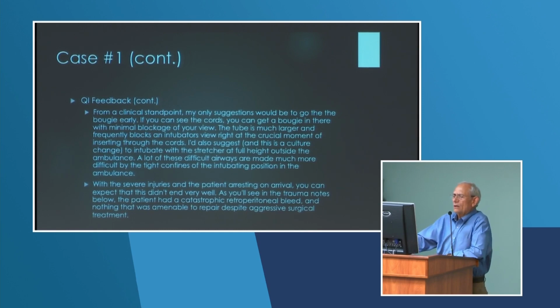So, only suggestion might have been to slide a bougie in to start with. If you can see the cords, you can usually get a bougie in there. The tube frequently blocks your view. And it would also be a good idea to try to intubate with the stretcher at full height outside. It's much easier to work off. There's a reason, like I keep telling you, there's a reason we don't intubate people in the ER on the floor.